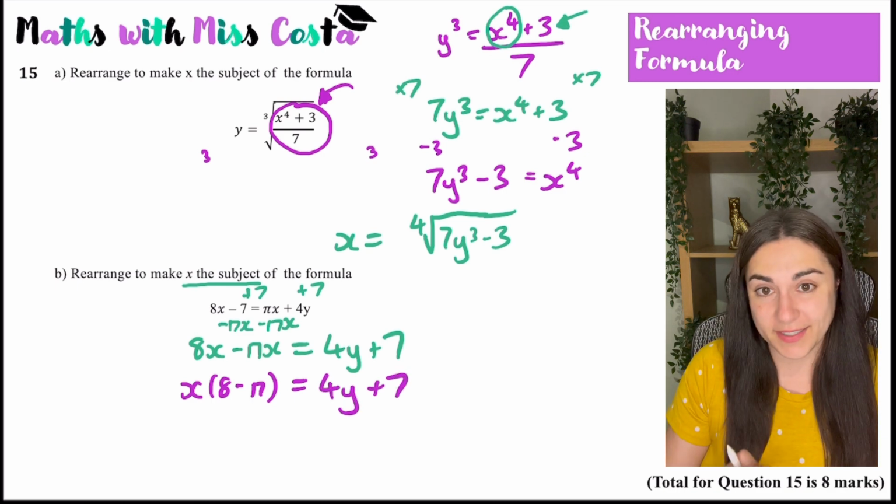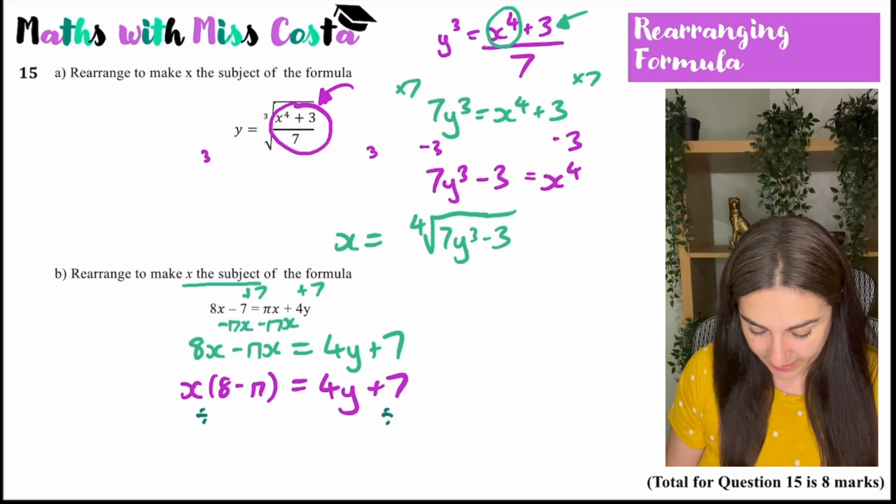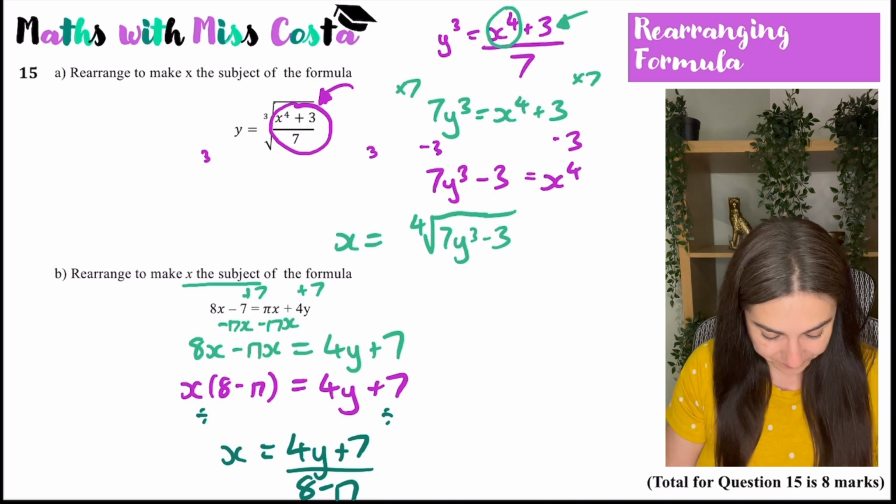And then if I factorize that, I just have one lot of x, and I can divide both sides by whatever's in my bracket. So if you divide both sides by 8 take pi, you're left with x equals 4y plus 7 over 8 take away pi. And there you've rearranged it.